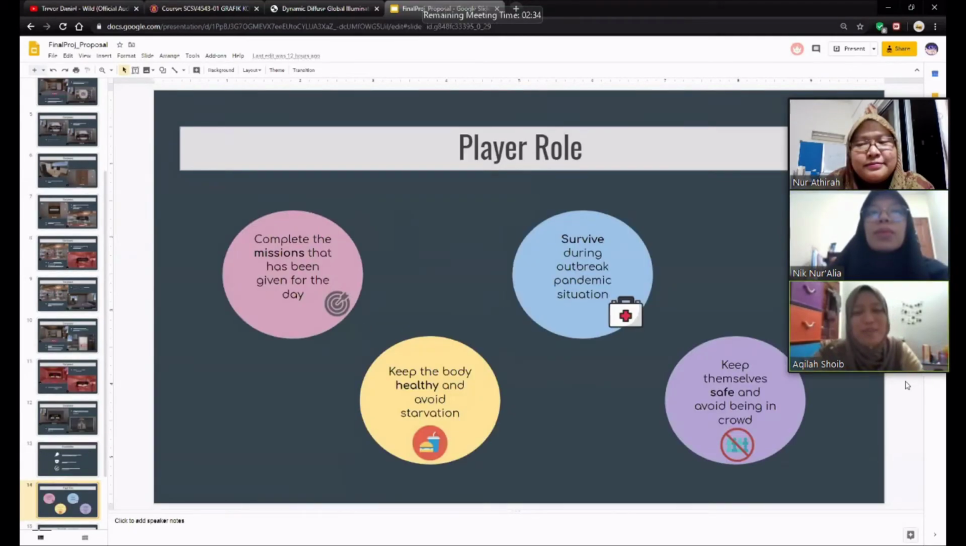So for the player role, in this game, the player has to complete the mission that has been given for the day. And second, the player has to keep the body healthy and avoid starvation. And next, the player has to survive during outbreak pandemic situation, and they have to keep themselves safe and avoid being in crowd, which is in the supermarket.